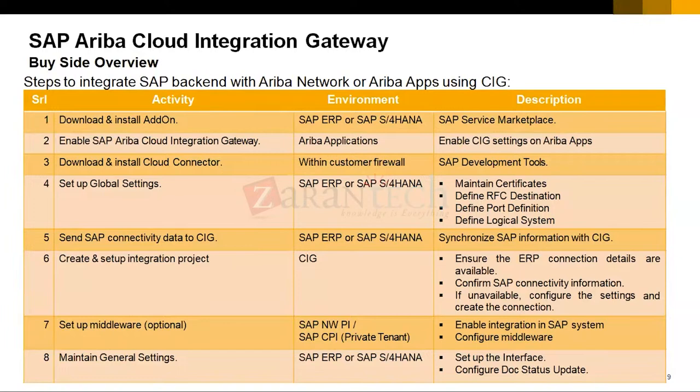Right. So a single person will not be able to perform all those activities. That's why we require different team members. If you talk about team size, we require a Basis consultant. The Basis consultant will work on the system setup: they will install the CIG add-on, install the cloud connector, configure the technical CIG add-on configuration, and configure the cloud connector as well. All those things the Basis team will do.